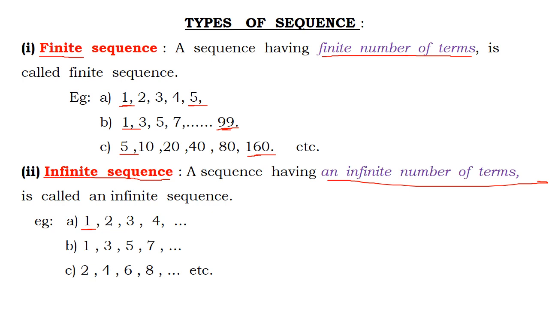Now example B: 1, 3, 5, 7 and so on. Here also we know the first term. The first term is 1, but we don't know which is the last number. It is infinity. Therefore, option B also belongs to infinite sequence. Now example C: 2, 4, 6, 8 and so on. Here we know the first term, which is 2, but we don't know the last term. It is infinity. So these are the three examples which belong to infinite sequence.